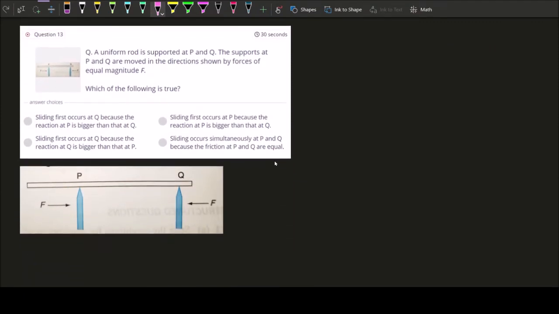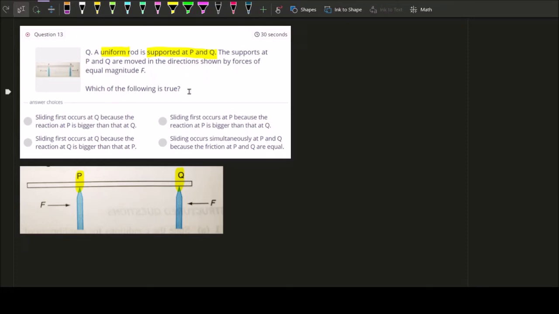Okay, question 13 here shows a uniform rod. You have a uniform rod and it's supported at P and Q. So this is one support point, this is another support point. The supports at P and Q are movable. You can imagine it like a toothpick. So you can push here using a force F, and you push here using a force F. They are the same force.